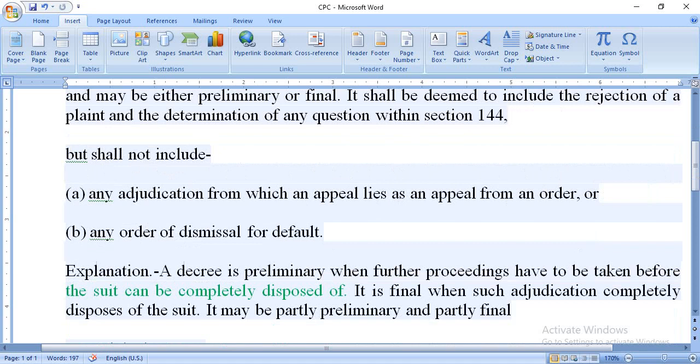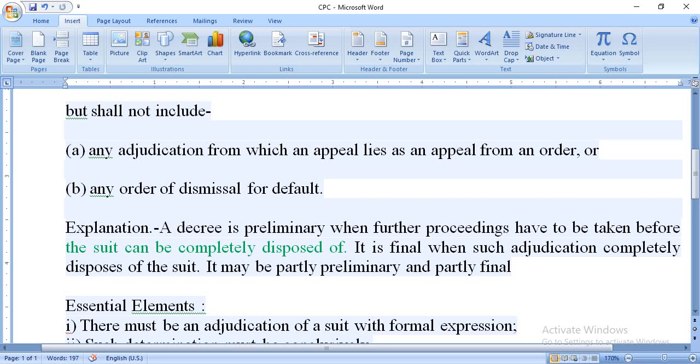But a decree shall not include, and here we get two exceptions. Firstly, it says any adjudication from which an appeal lies as an appeal from an order. So we can see easily that here an appellate order is not actually a decree. So it will be an order.